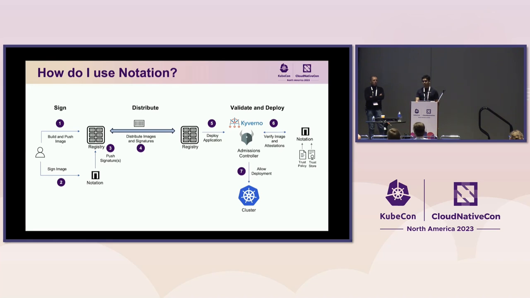In the deployment environment, you would have notation integrate with an admissions controller. You have trust policies which allow you to specify which identities are trusted to sign which artifacts. And when a deployment comes in, the admissions controller passes the image information to notation. Notation fetches all the signatures associated with that image, uses the trust policy to determine if the image is signed with a trusted identity, and then you either allow the deployment or you can block the deployment.